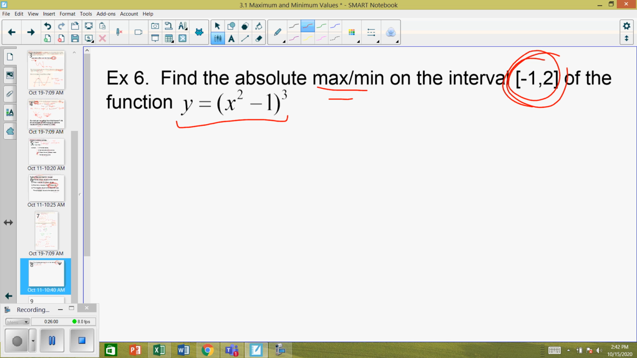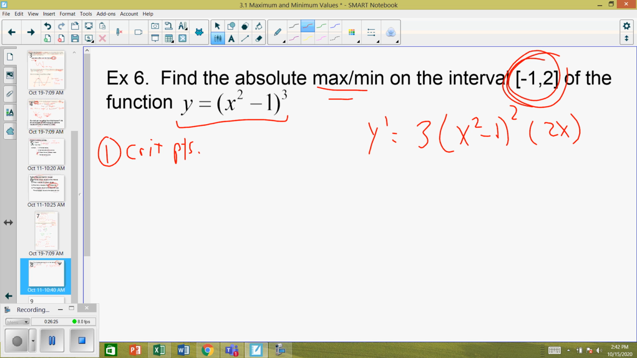Remember the steps. Step 1 is to find all your critical points. And if we have endpoints, label your endpoints. And then we just find the y values of all of those and see which one's the biggest. Okay, so number 1, critical points. We do that by taking the derivative. I'm going to do chain rule here, which we should be pretty good at by now. Multiply by the derivative of the inside. And I'm going to set this equal to 0 and solve, and also find values where it doesn't exist. But again, this is a polynomial, so we shouldn't have any of those situations.